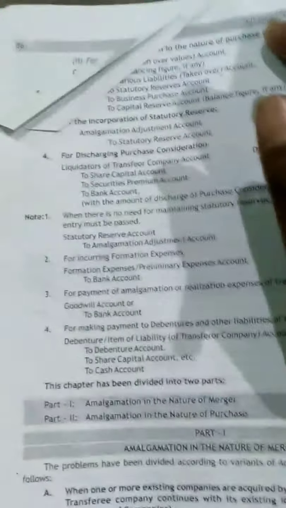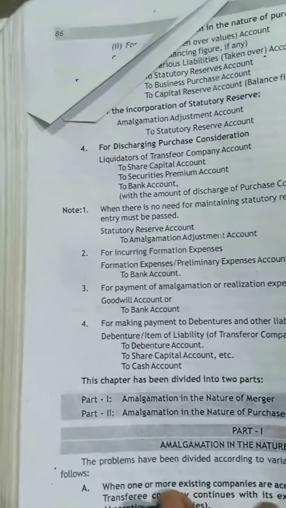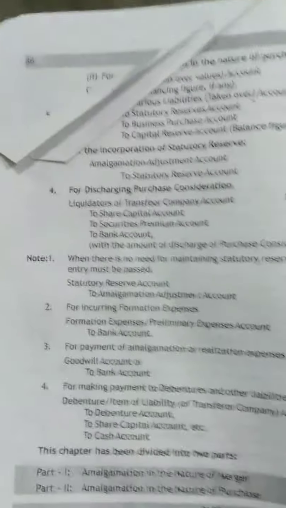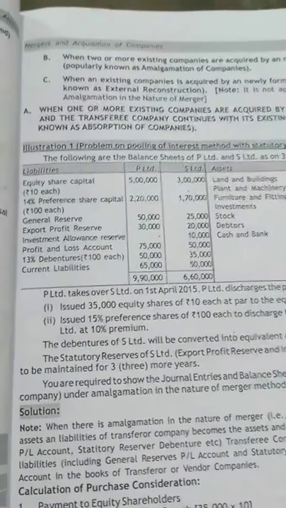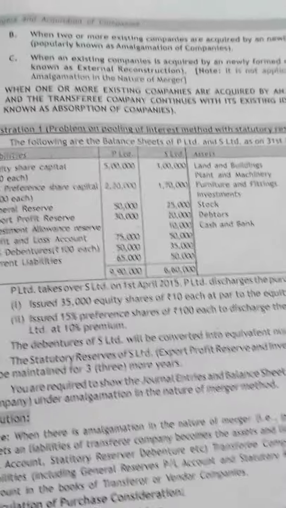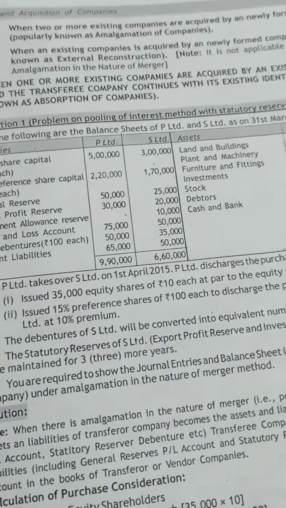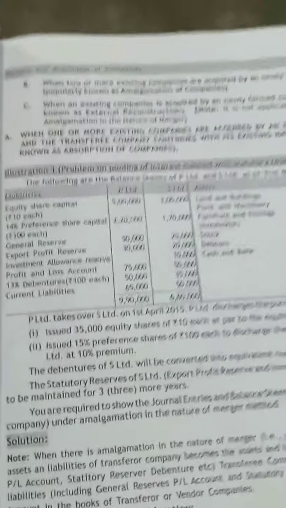The first one I'll be starting with. I hope you know there are two methods: amalgamation in the nature of merger and amalgamation in the nature of purchase. First, I'll start with amalgamation in the nature of merger. Before that, you need to know the condition. In a merger, you need to take all the assets and liabilities, whether it is profit, shareholders' fund, normal assets or outsiders' liabilities, all at book value.